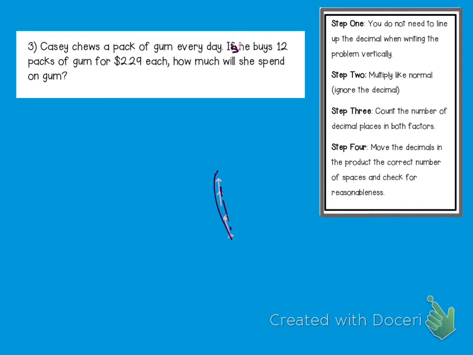So this operation is multiplication. So we have $2.29 per pack, and we bought 12 of them. Okay, so remember, do we line up our decimals? No. Good. So that's what it should look like. The number with the most digits on top. We have two numbers to the right of the decimal. Okay. And then we multiply like normal.